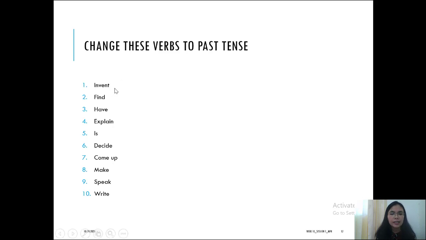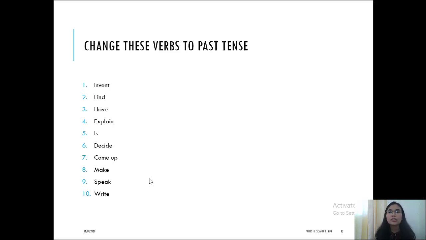Okay, so there are 10 words. What I want you to do is change these verbs into past tense. So we have invent, find, have, explain, is, decide, come up, make, meet, speak, and write. Okay, so change these verbs into past tense. If you do not know, you can always consult a dictionary.